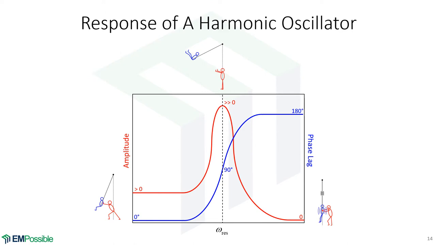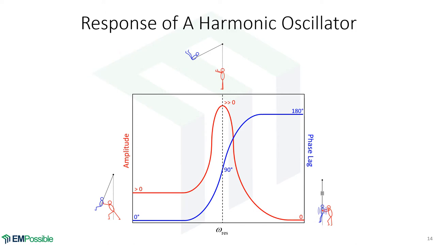Now, if we tie all this together, this is what we call the response of a harmonic oscillator. And so if we look at the amplitude, we get our peak amplitude on resonance. We know that that's when it's easiest to push the child. And below resonance at DC, we know we can get a DC offset. Super high frequency, we don't get anything. We can't push the child at such a high frequency.